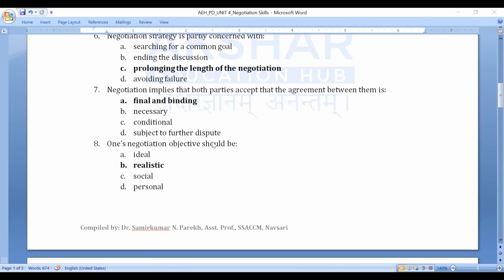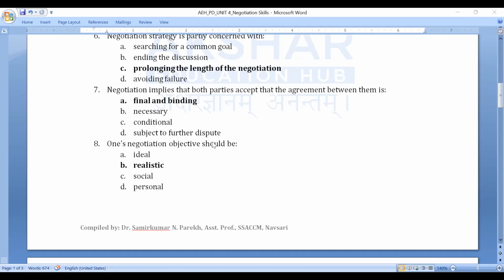One's negotiation objective should be realistic. आप जो भी negotiation कर रहे हो ना, वो realistic होना चाहिए, जो आप एक कॉमन कंक्लूजन पे आ सके.